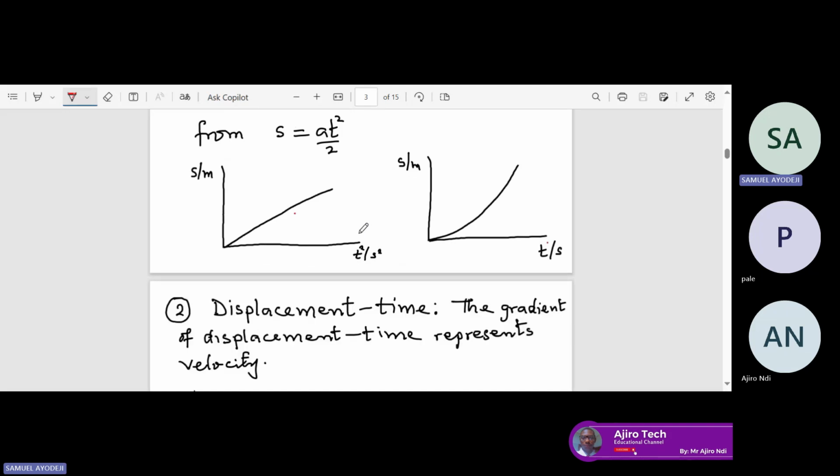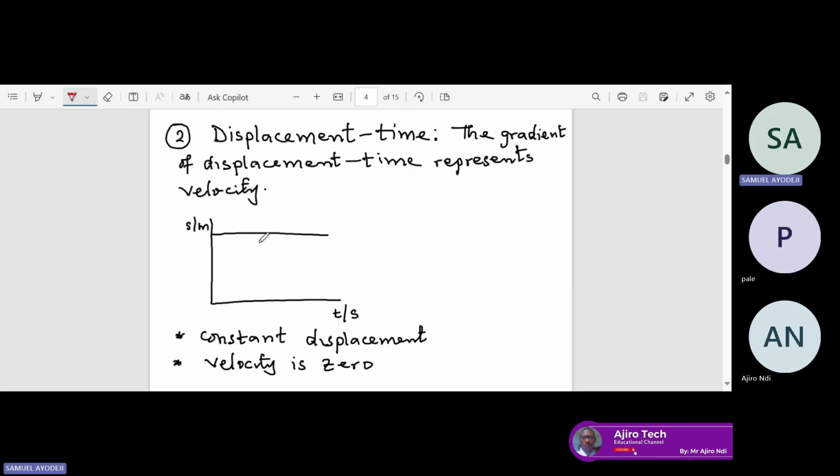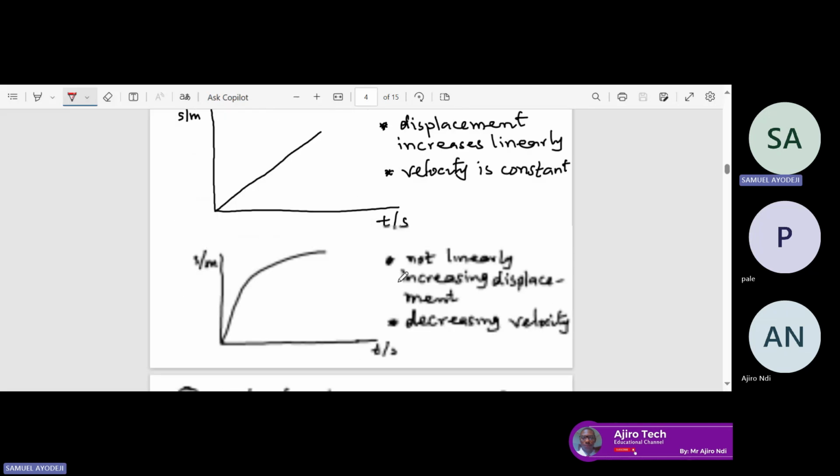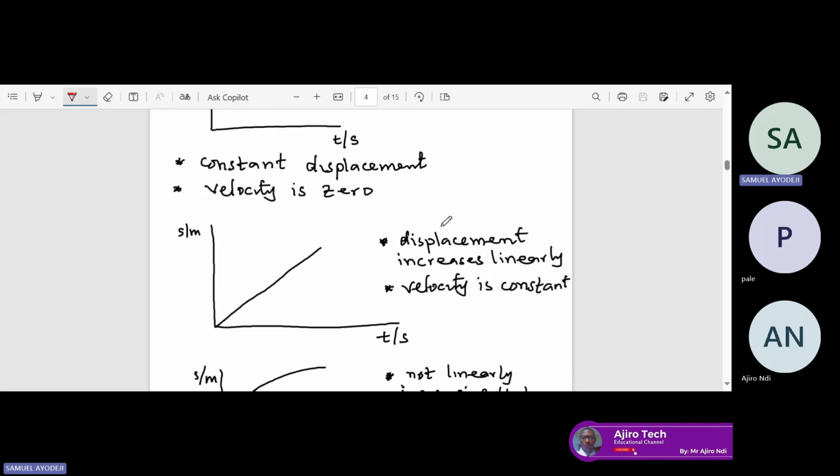So now, the gradient is zero, so that means there is no velocity. Velocity is constant at zero because the gradient is zero. Displacement is constant. Constant displacement, zero velocity. So you get the same thing here. The only thing different is the name of the gradient.